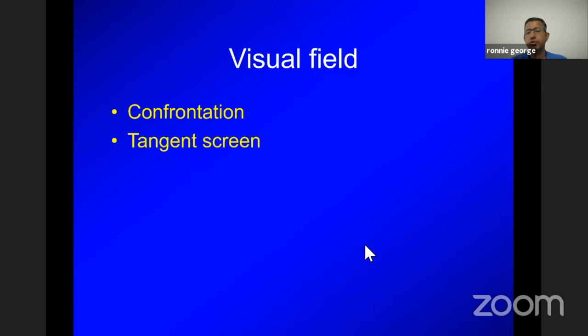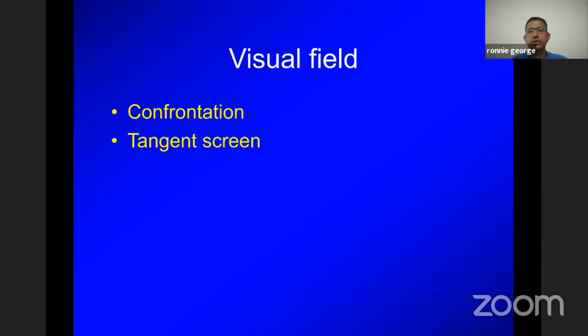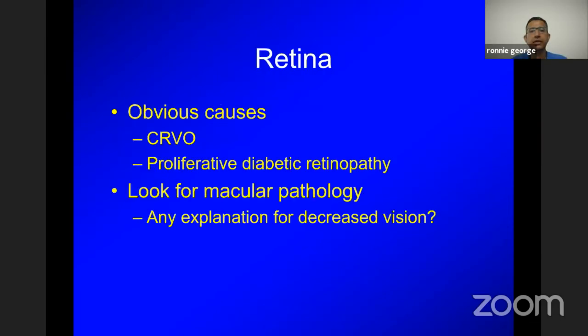Visual fields. In some institutions, they would expect you to do a tangent screen, and you should be familiar with how you do it. You will know in your institution whether it's required or not. Confrontation is the bare minimum that you would need to do for every glaucoma patient, and that is something that will not find anything unless there is very significant damage, but that's something that you need to look at.